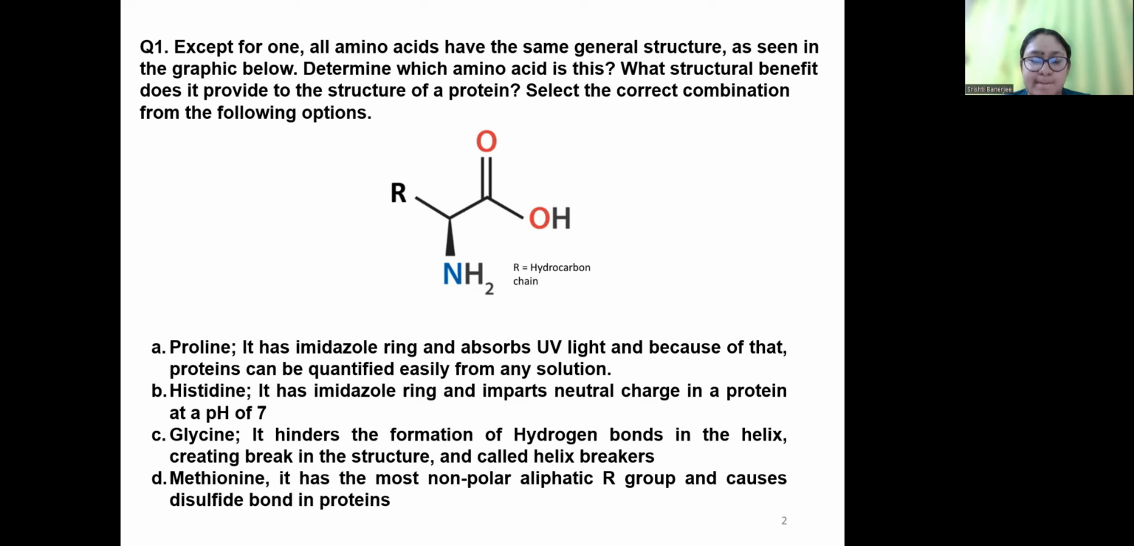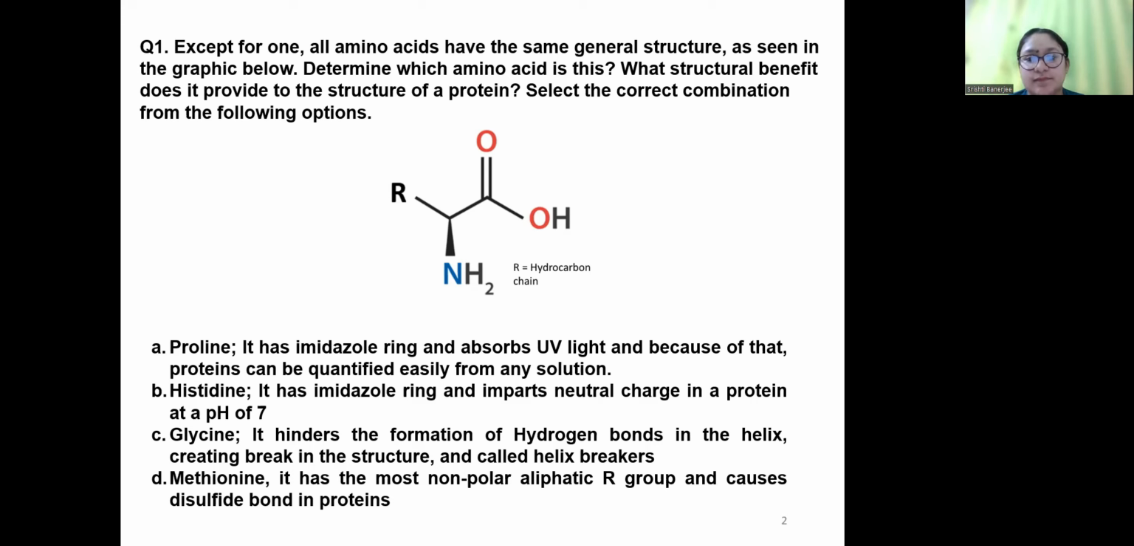Okay. So what is the function? It says that it hinders the formation of hydrogen bonds in the helix, creating a break in the structure, called helix breakers. So which bond is it breaking? Hydrogen bond, I understand. The entire alpha helix is formed of hydrogen bonds. So which specific bond is it breaking? Between which two residues?